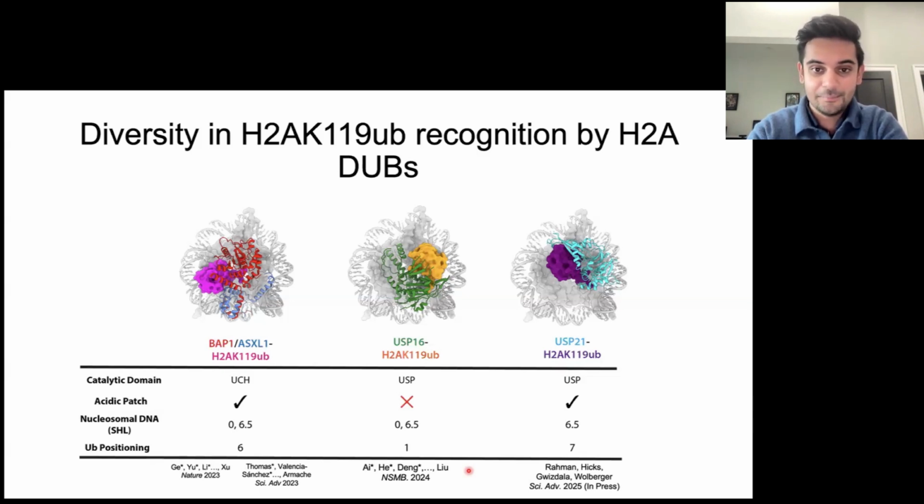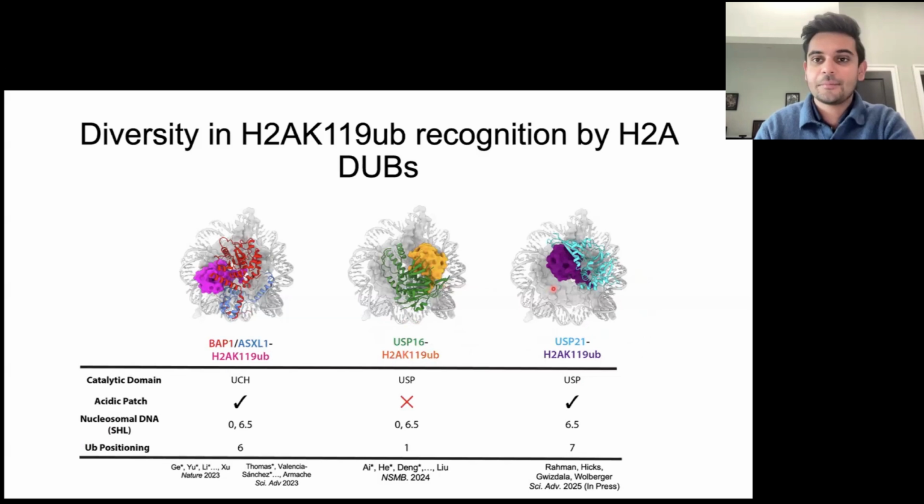What I hope you would appreciate just from first glance is that all three DUBs have very divergent modes of nucleosome recognition. You can see that not all of these rely on the acidic patch for binding. They all have similar binding modes to the nucleosome DNA. The only thing that they have in common is that they make contact points with superhelical location 6.5. And then you can see that they all drastically reposition ubiquitin across all three. This was quite a surprising finding, especially with USP16 and USP21, where we find that the actual sequence differences between the two is what caused this divergent mode of binding.